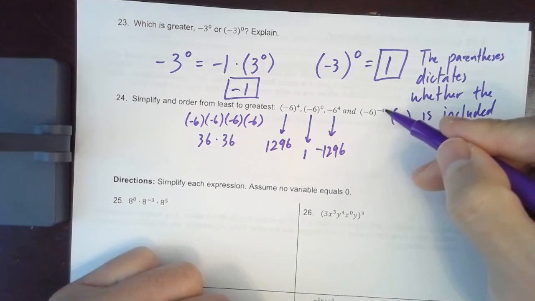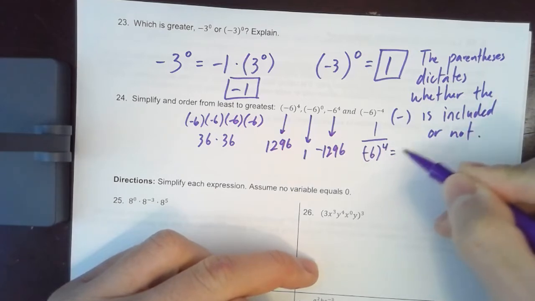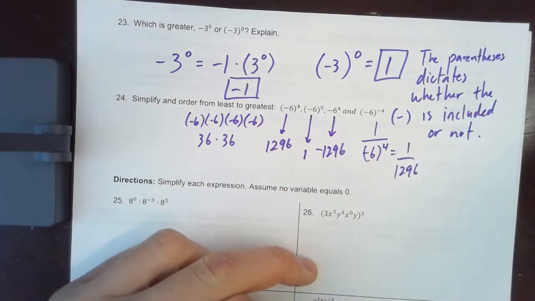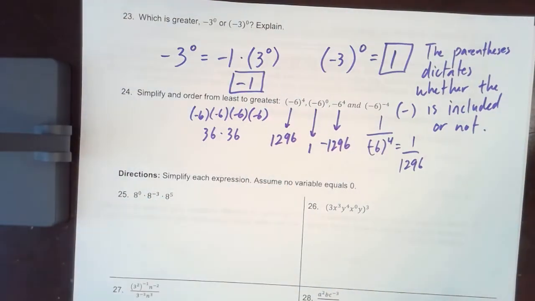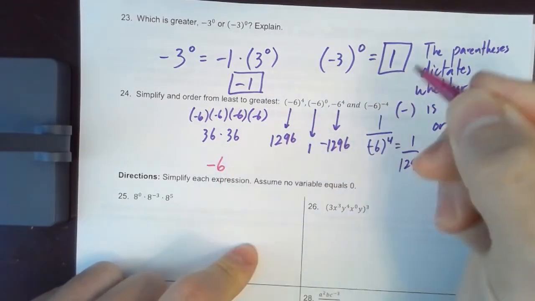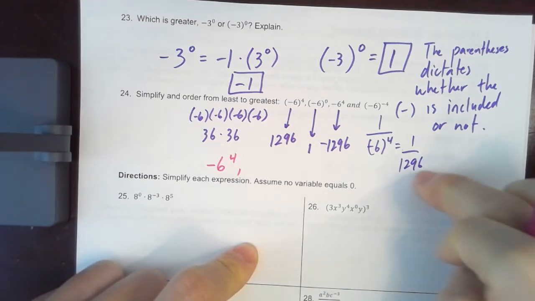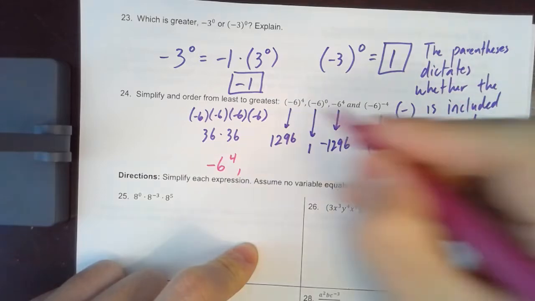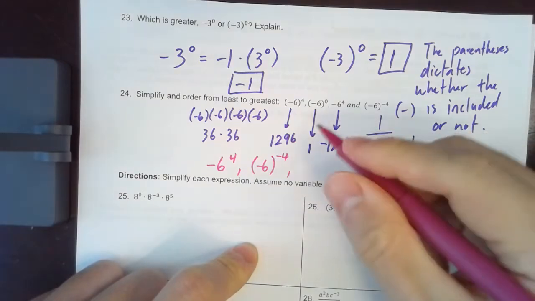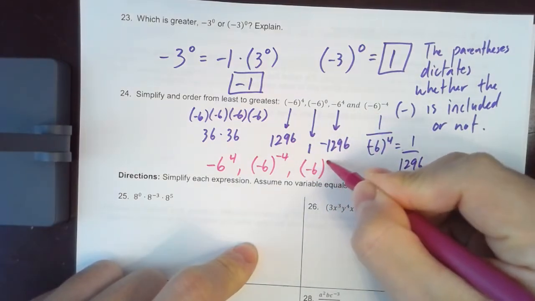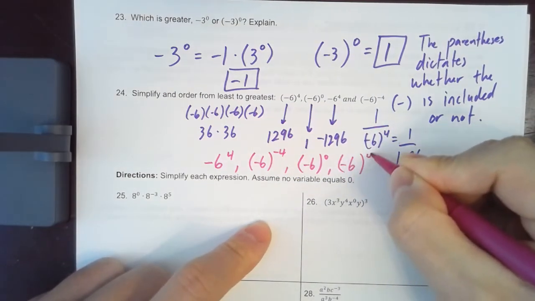And then negative 6 to the negative fourth is technically 1 over negative 6 to the fourth, which is 1 over 1296. So in terms of what's least to greatest, obviously the most negative number is the smallest. So it's negative 6 to the fourth. The second smallest number here would be this fraction, 1 over 1296, which is negative 6 to the negative fourth. And then you have negative 6 to the 0, followed by the largest, which is negative 6 to the fourth.